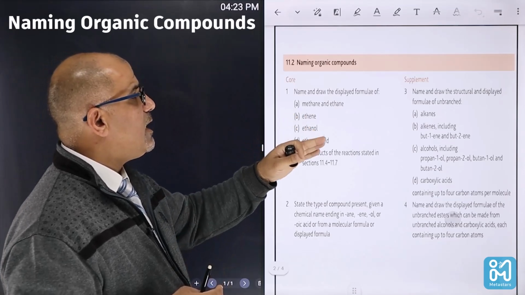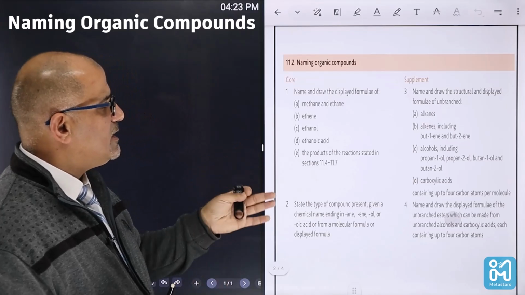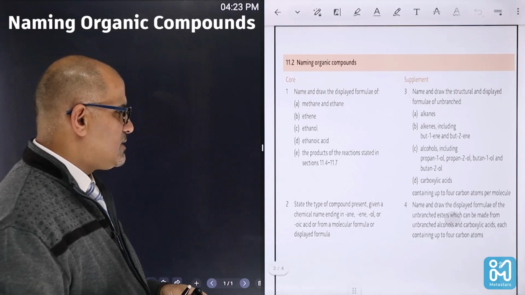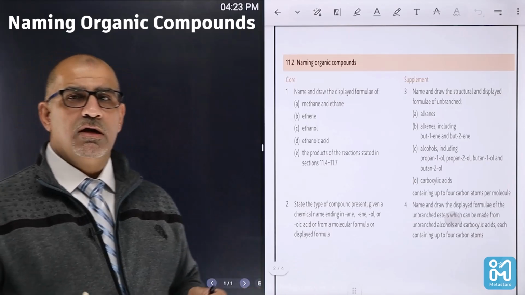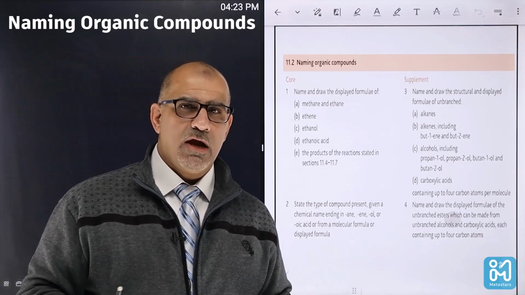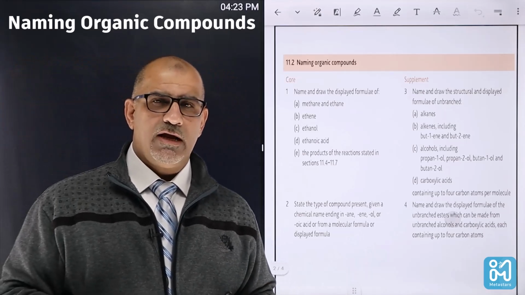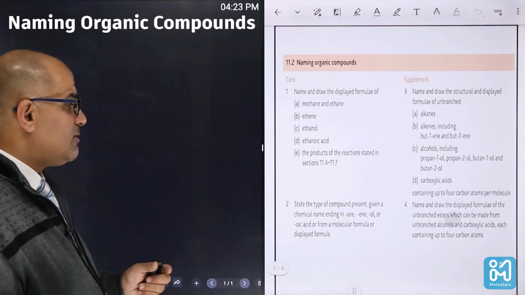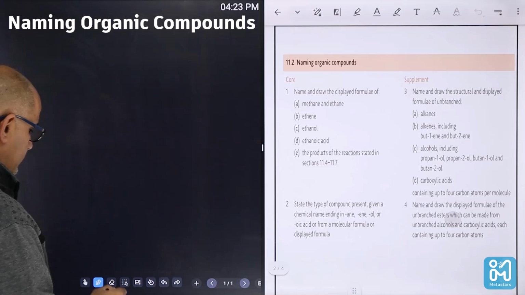You will name and draw the structural formula of different alkanes, alkenes, alcohols, and carboxylic acids. Also, at the end of our lecture, we will talk about esters and how they are formed from alcohols and carboxylic acid reactions in the condensation reaction.